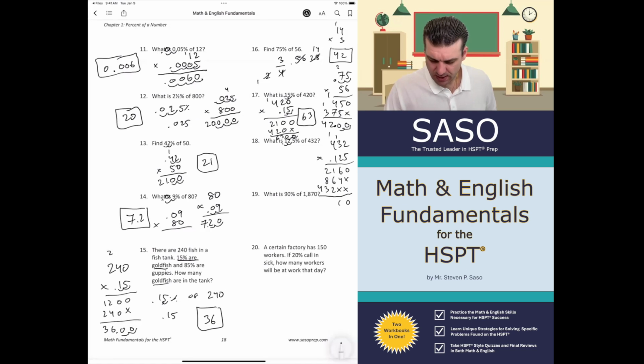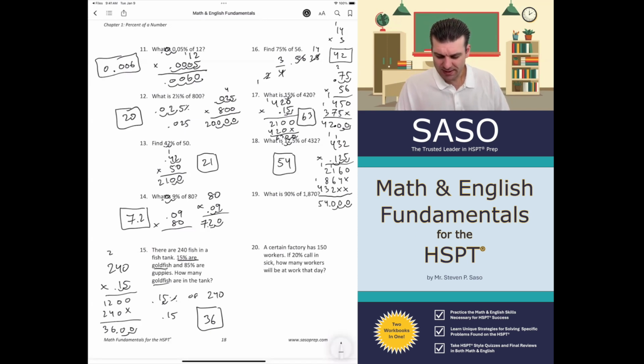6 and 4 is 10. Carry the 1. Then we have 6 plus 2 is 8. Plus 1 is 9. Plus 1 is 10. Carry the 1. 8 and 2 is 10. Plus 3 is 13. Plus 1 is 14. Carry the 1. And 4 plus 1 is 5. Move our decimal over 1, 2, 3 places in our answer, and we get 54. At least we ended with a nice round number there.